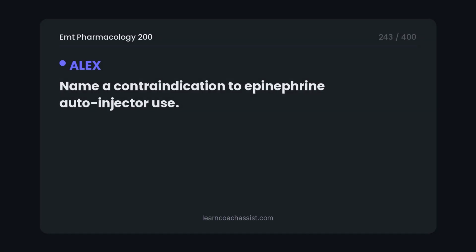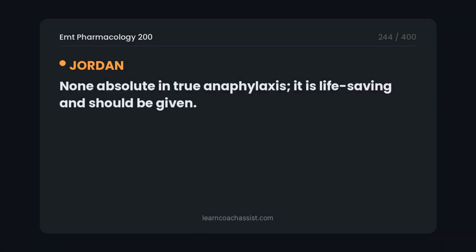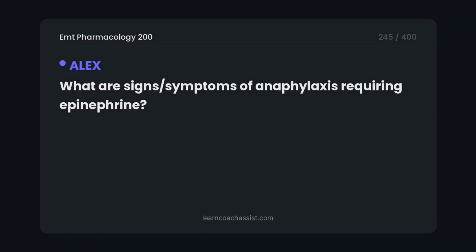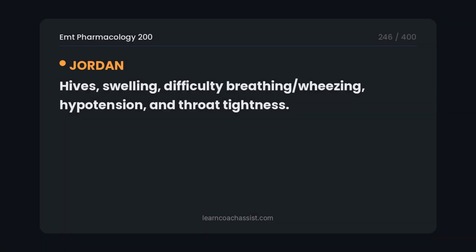Name a contraindication to epinephrine autoinjector use. None absolute in true anaphylaxis. It is life-saving and should be given. What are signs/symptoms of anaphylaxis requiring epinephrine? Hives, swelling, difficulty breathing/wheezing, hypotension, and throat tightness.